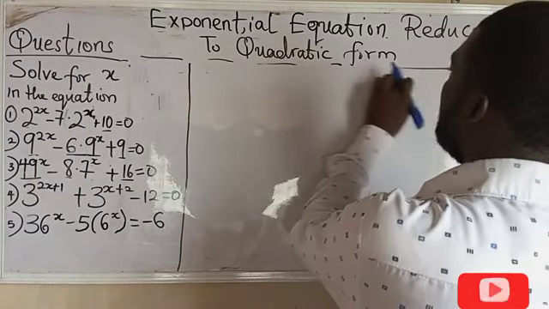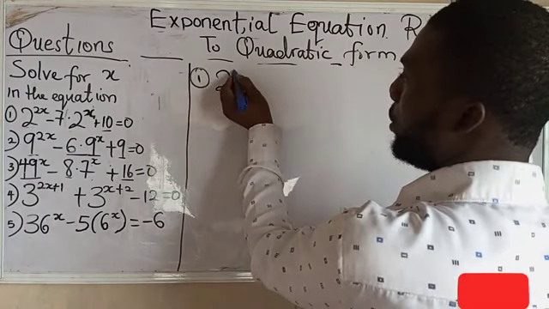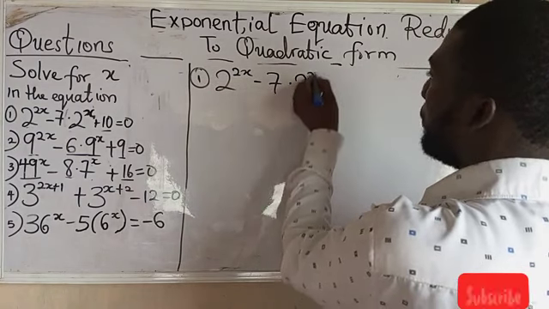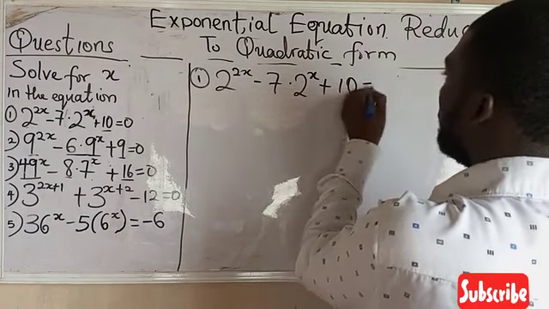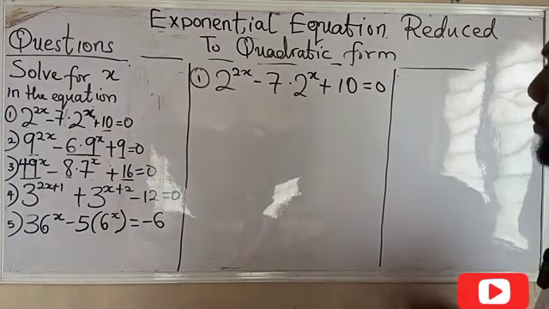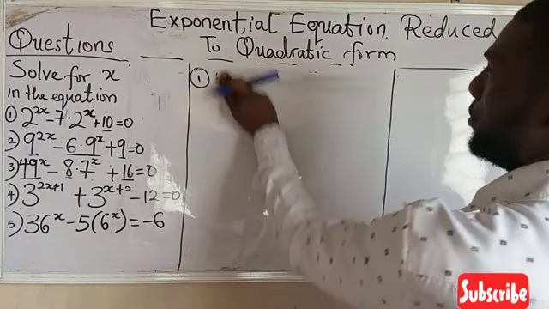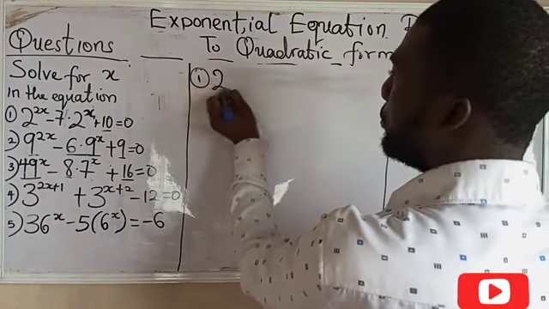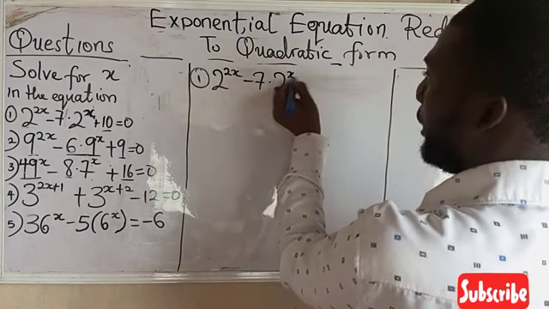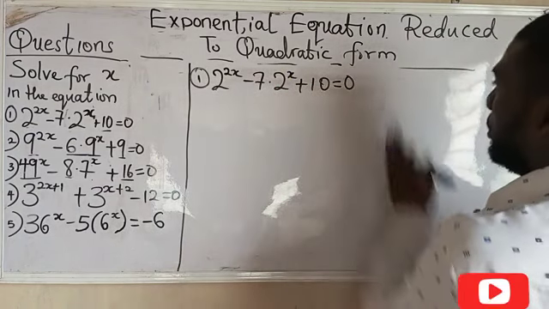The first question says 2 raised to power 2x minus 7 dot 2 raised to power x plus 10 equals 0. So how do we solve this? Now, let me write this question again. 2 raised to power 2x minus 7 dot 2 raised to power x plus 10 equals 0.